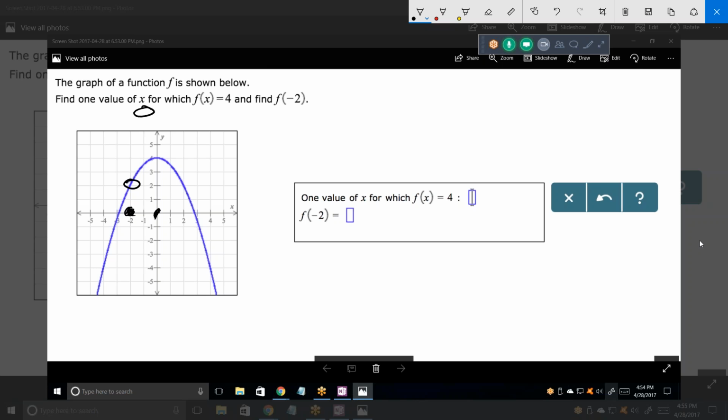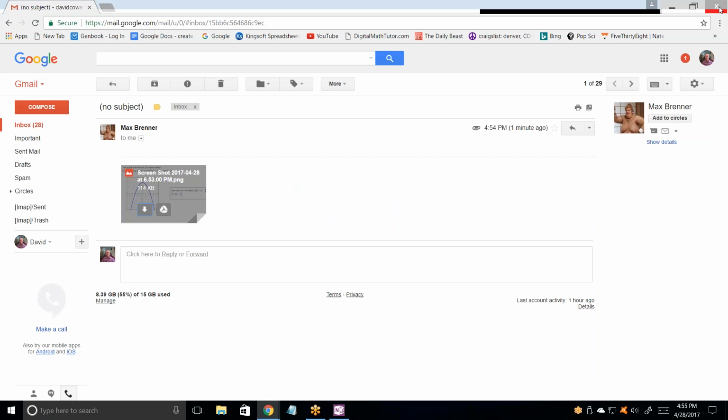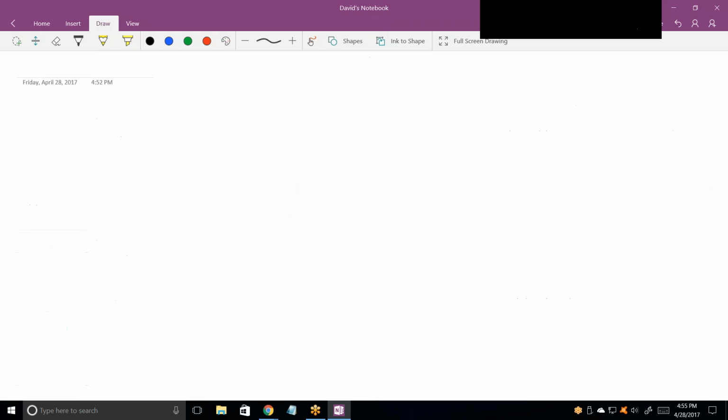And I guess they want you to put those answers in here, which I won't do, but you can certainly do it on your end. Yeah. Okay. What else? So wait, I'm just writing this down. F of x equals 4 at 0.